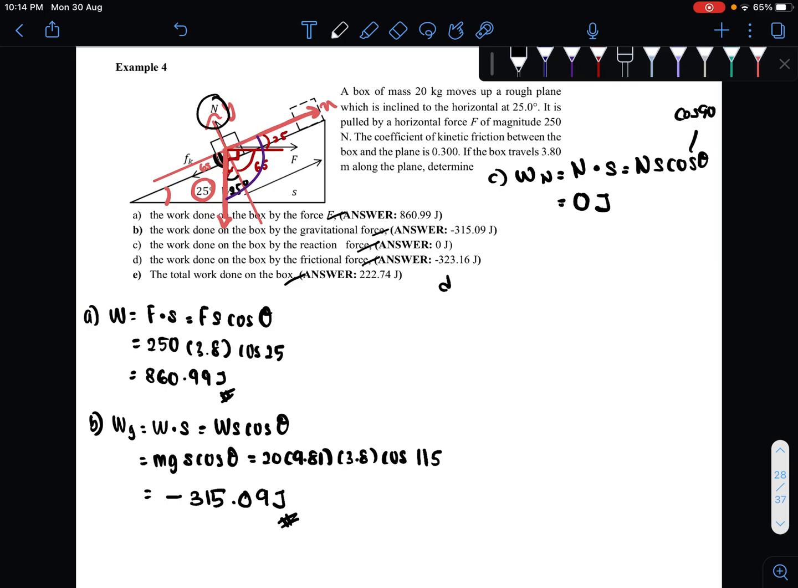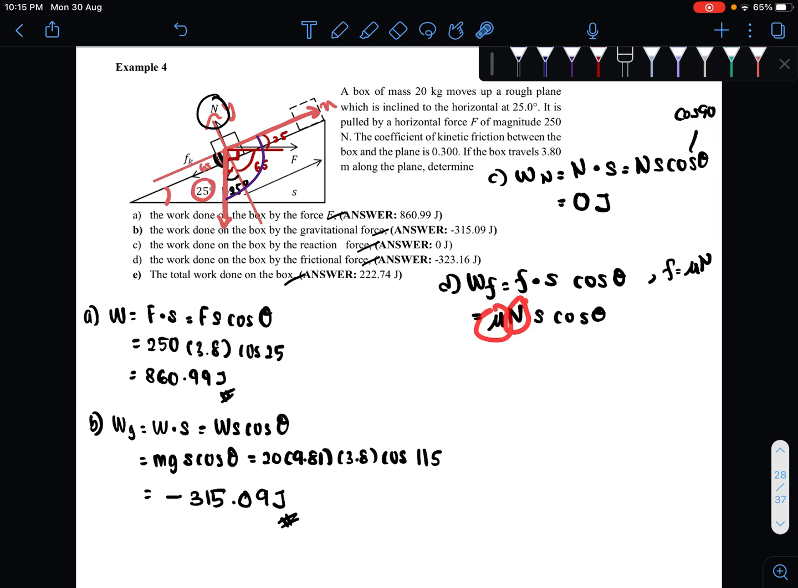And then next, we're going to look at the work done by the frictional force. The frictional force here is F dot S cos theta. As you can see, the value of the frictional force is not given in the question. However, we can find frictional force by using mu N. This is the equation that we have encountered in chapter 4. So I'm going to substitute: mu N S cos theta.